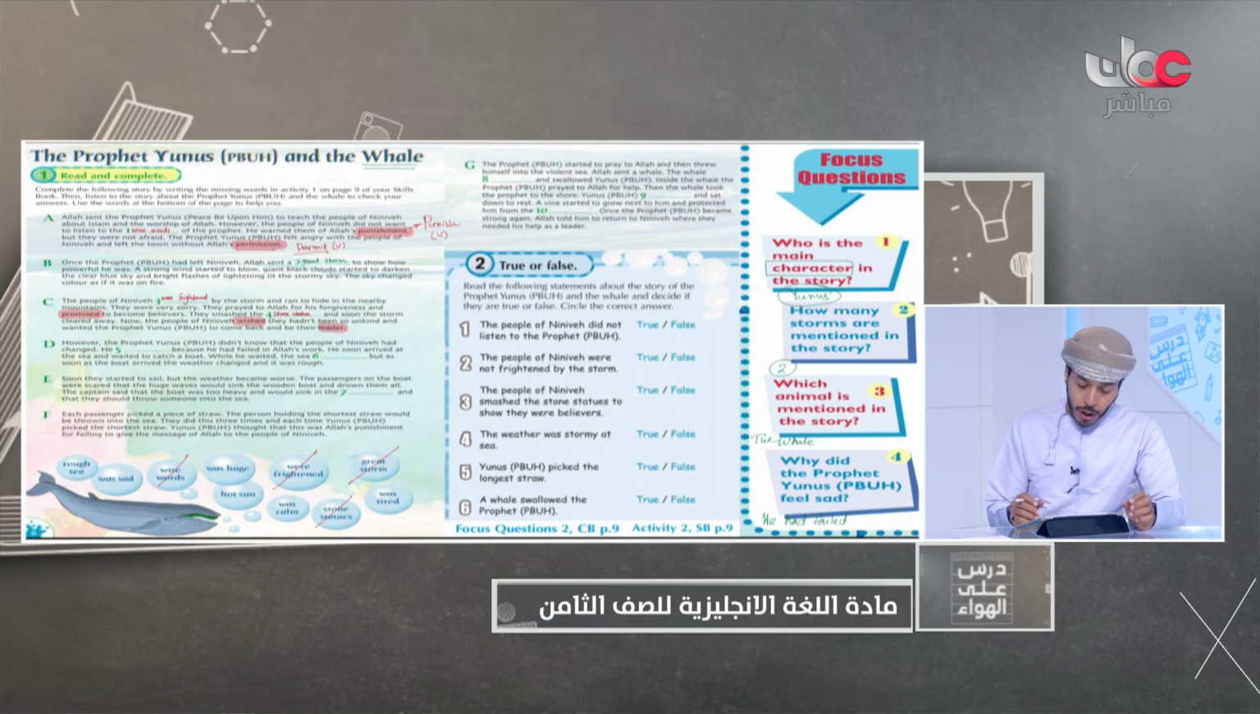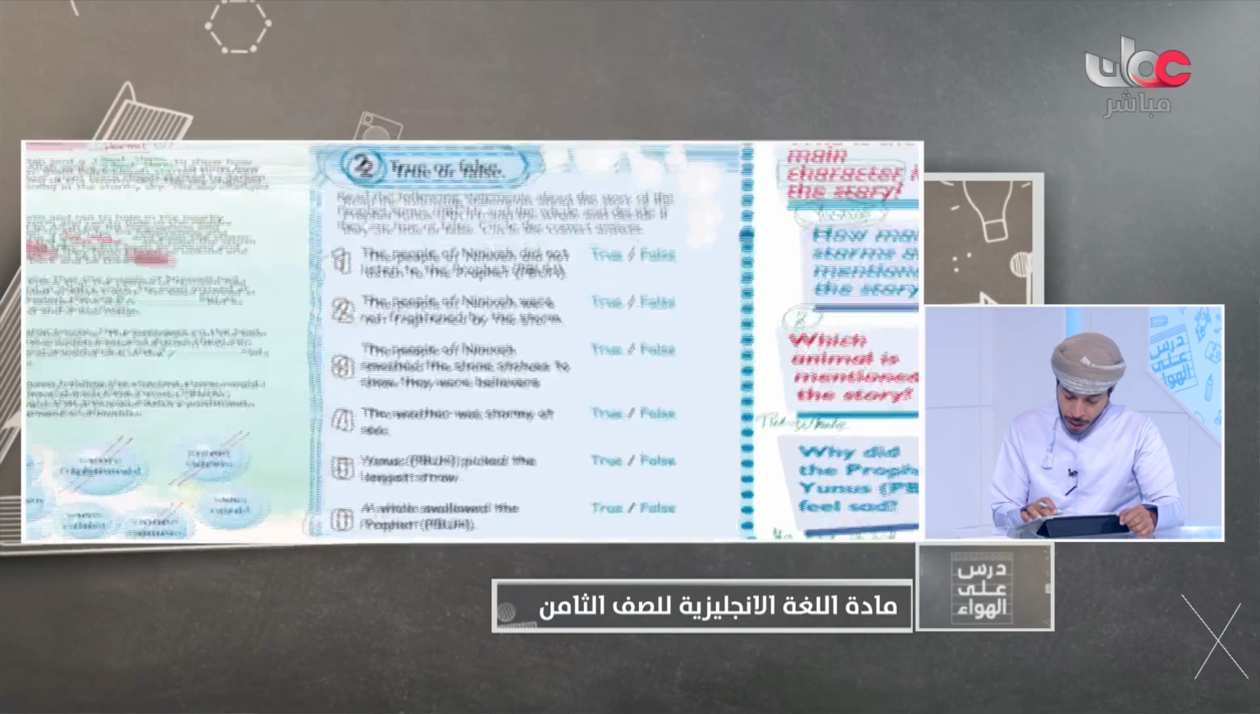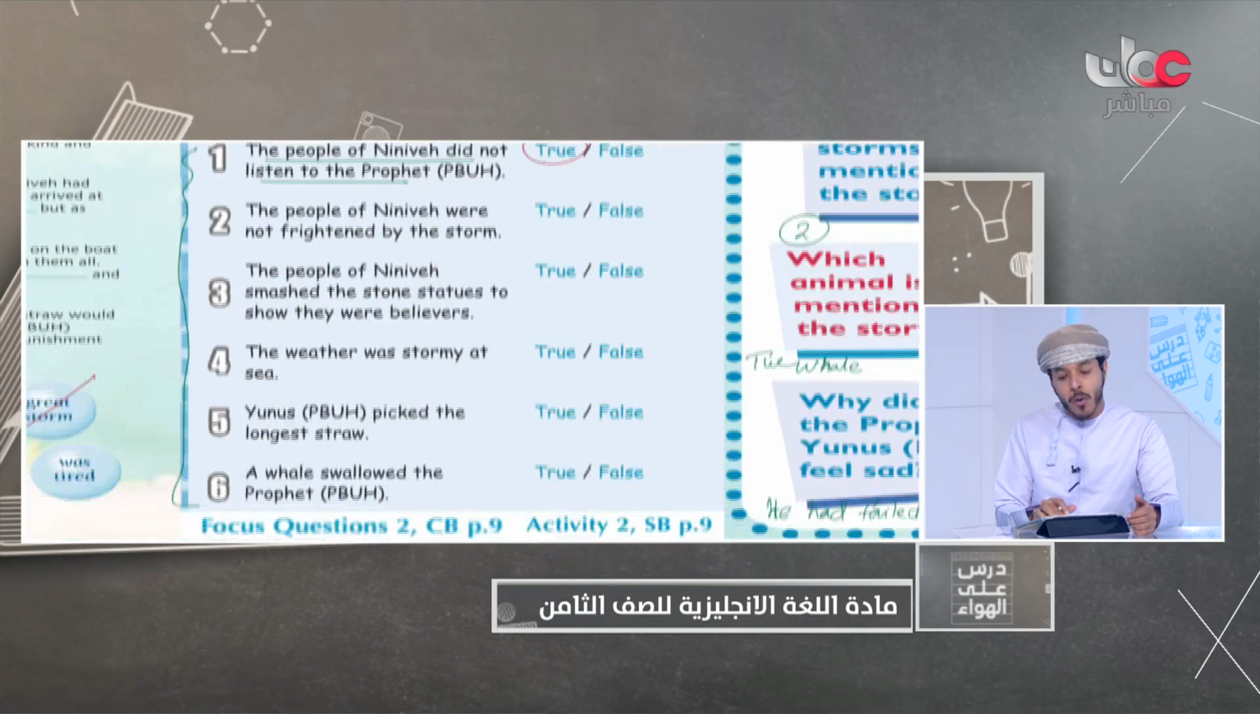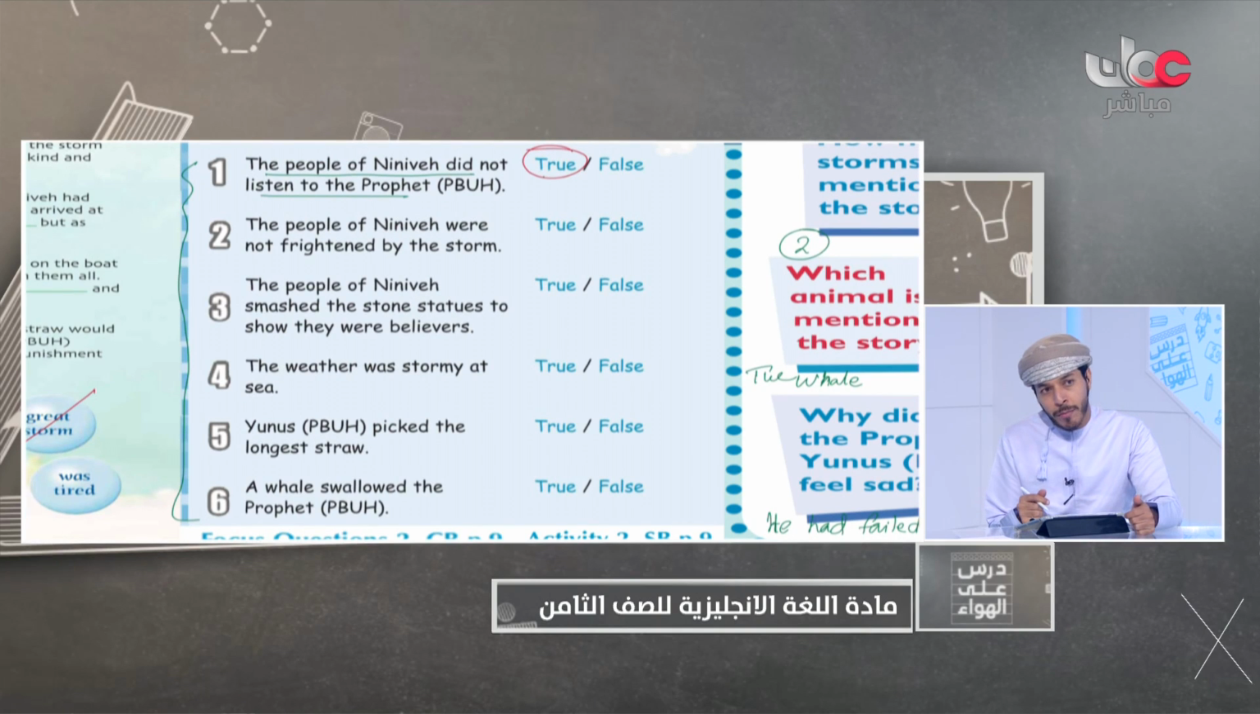After you read the story, you need to go to activity number 2 of your skills book, page 9, please, and try to read these statements. Then decide whether these statements are true or false. For example, the people of Nineveh didn't listen to the prophet. And this is true. So the answer here is true. Good. Now you need to go over these statements and try to decide whether these statements are true or false.